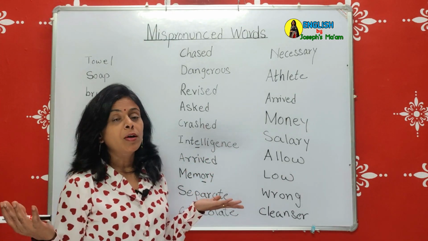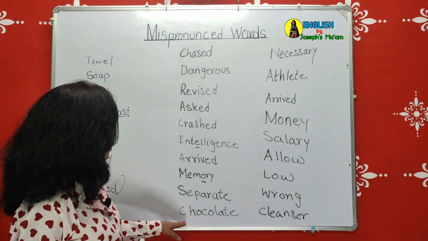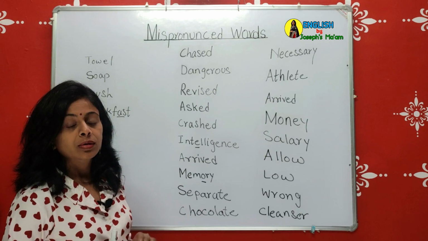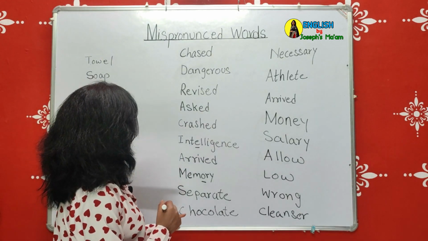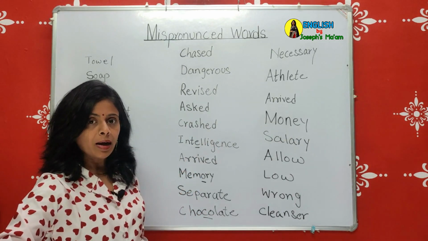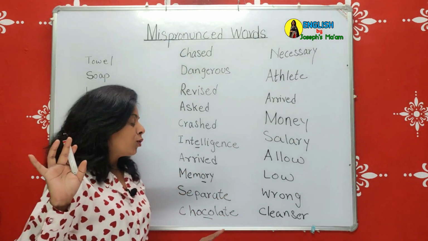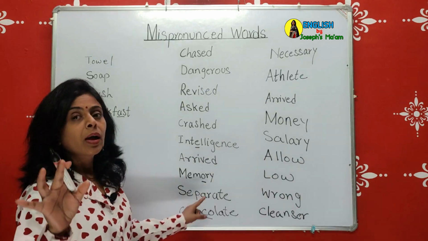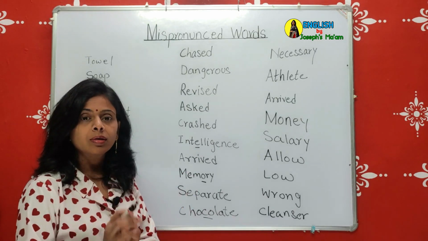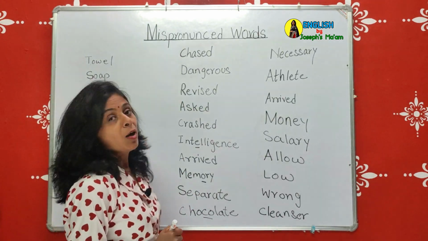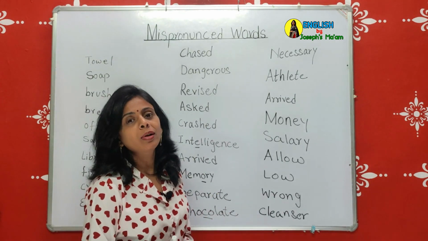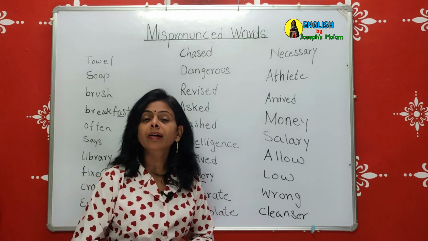Oh, chocolate. Everyone likes to eat chocolate. You say chocolate. It's not chocolate. It's chocolate. So chalk, C-H-O. Here C-O is again silent, and L-A-T-E. You add C-H-O, chalk, and L-A-T-E. Chocolate. I hope you are repeating after me, because the more you listen, the more you repeat, and you'll be able to speak that word in a correct way.